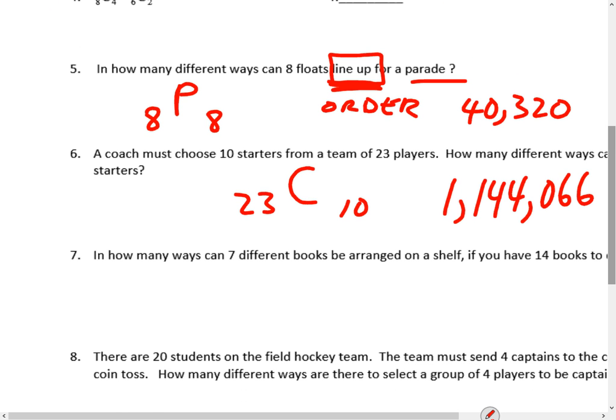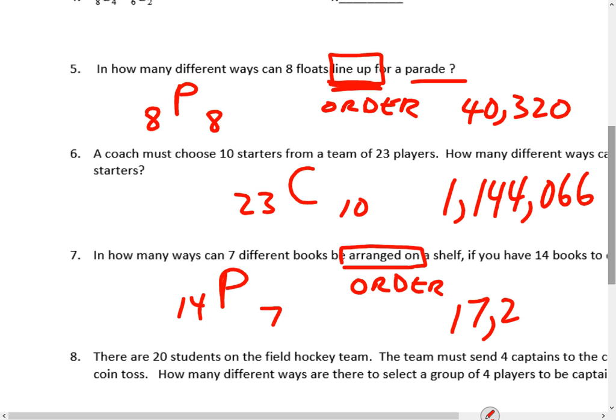Words are going to be very important. Arranged. What's that a synonym for? Order. And you've got 14 books being placed 7 at a time. That's permutations. Even bigger numbers. 17,297,280.